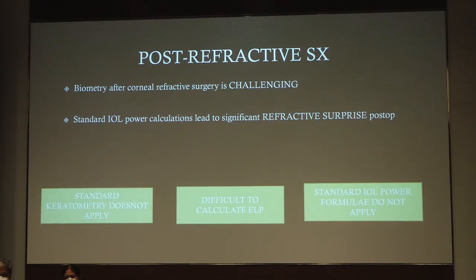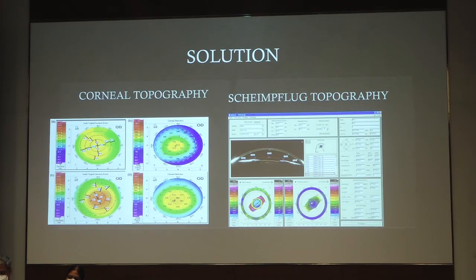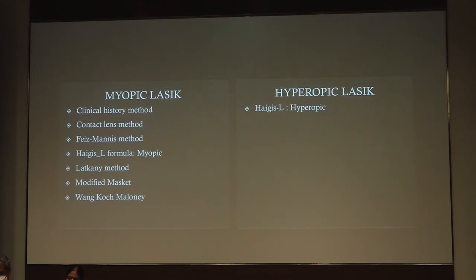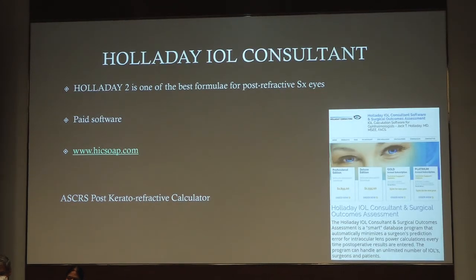For post-refractive surgery cases, biometry after refractive surgery is challenging, and standard IOL power calculations can result in postoperative refractive surprise. Standard keratometry does not apply. It is difficult to calculate the effective lens position, and the traditional formulae do not work. So do a corneal topography, a Scheimpflug topography, measure the anterior and the posterior corneal surface. Haigis-L is one good option. It is available at ascrs.org.